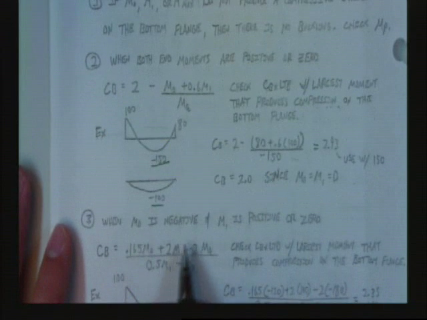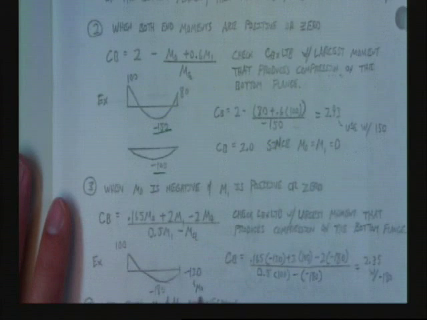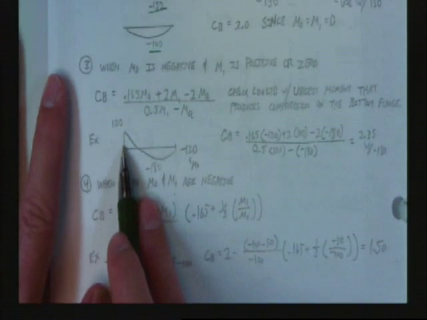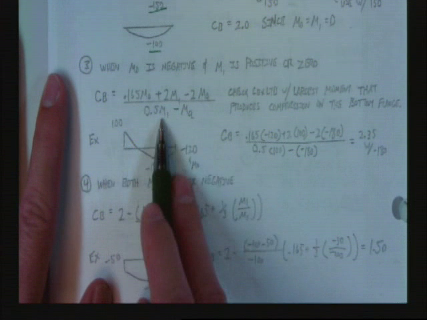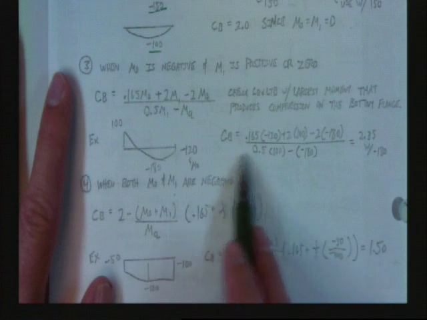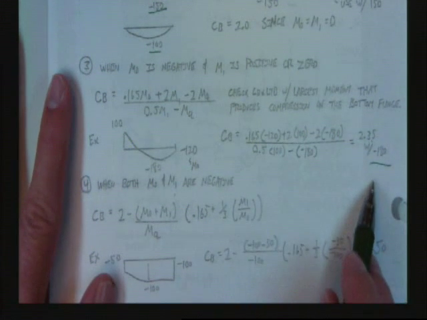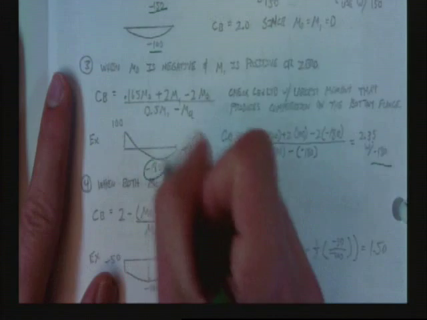When M naught is negative and M1 is positive or 0, you're going to use this equation. A little bit different. Believe me, it's better than a 5-page differential equation. Okay? You're going to use this equation. So you're going to calculate this, and again, you're going to use this C sub B with minus 180. That's minus 180.